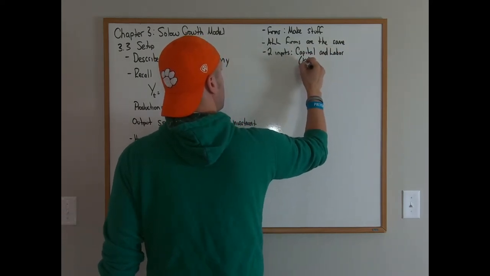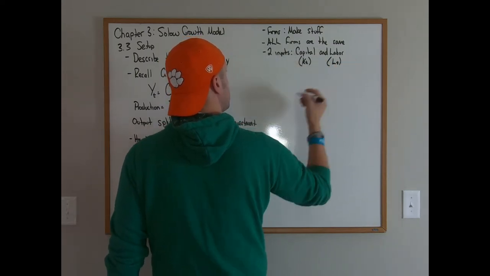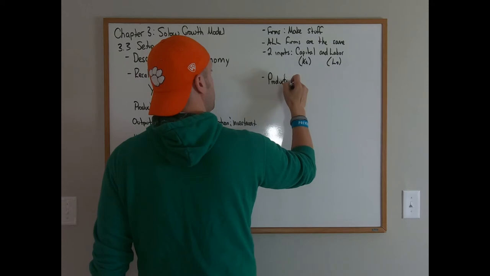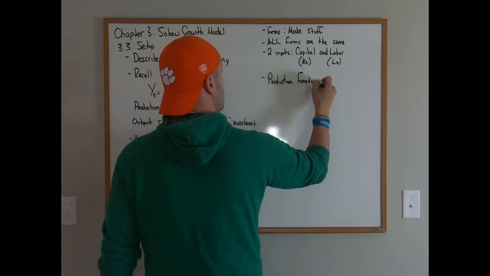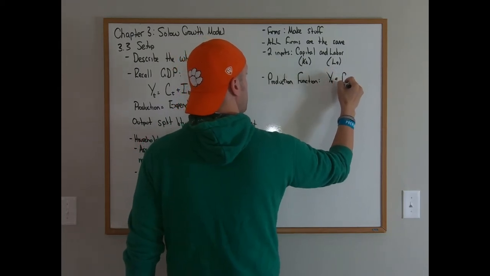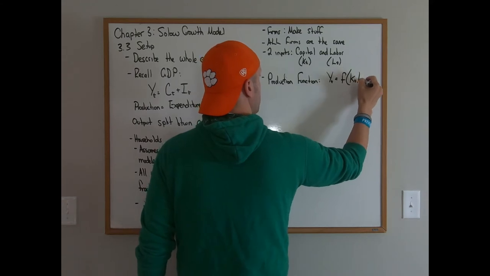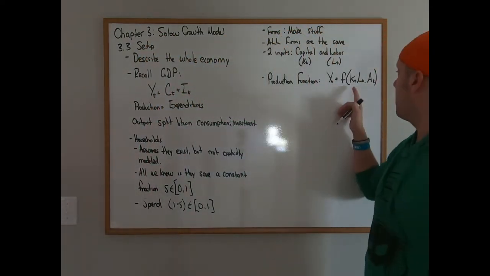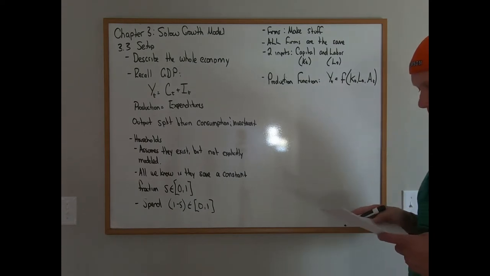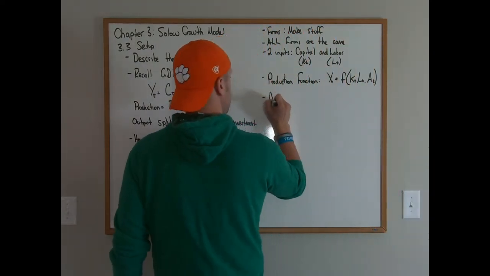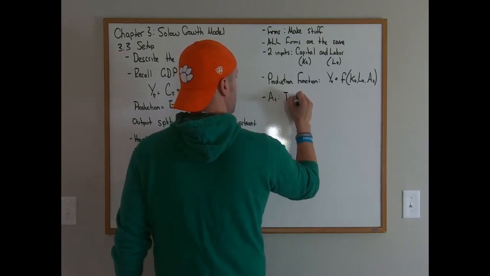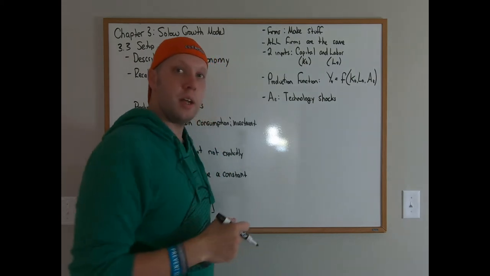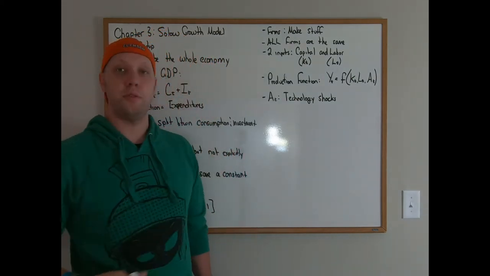Capital is denoted K sub T. Labor is L sub T. But there's another input in their production function that we see here. We've got capital K, we've got labor L, but we've got this A thing, right? And what is this A thing? Well, this is the source of technology shocks, which we'll be talking about once we actually address what the functional form of this production function is going to be.